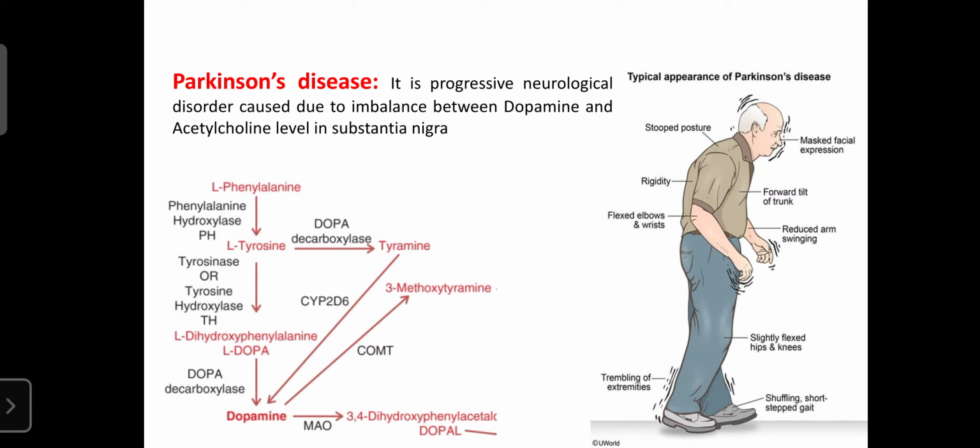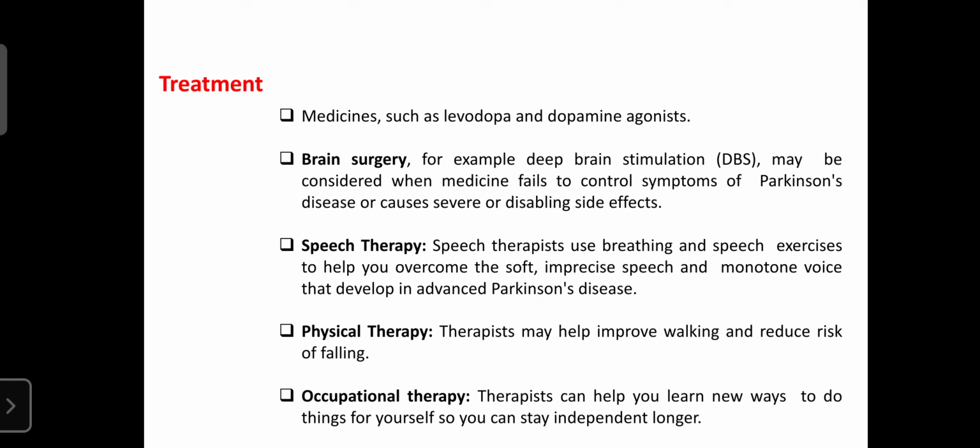That condition is known as Parkinson disease, which occurs due to deficiency in the metabolism of amino acids like phenylalanine, tyrosine, as well as levodopa. Regarding the treatment, it is treated with the help of levodopa and dopamine agonists, as well as brain surgery, speech therapy, physical therapy, and occupational therapy. That is helpful for the treatment of Parkinson disease.